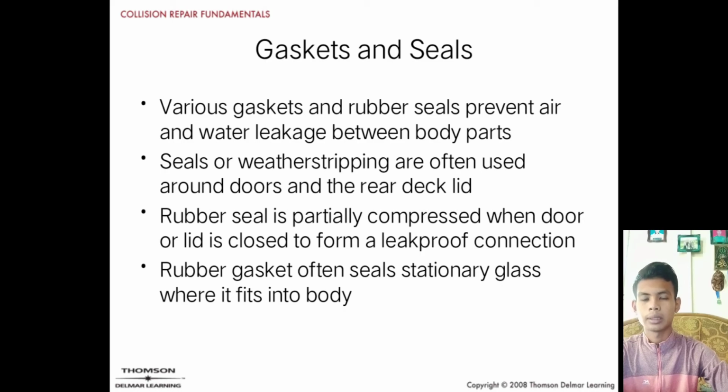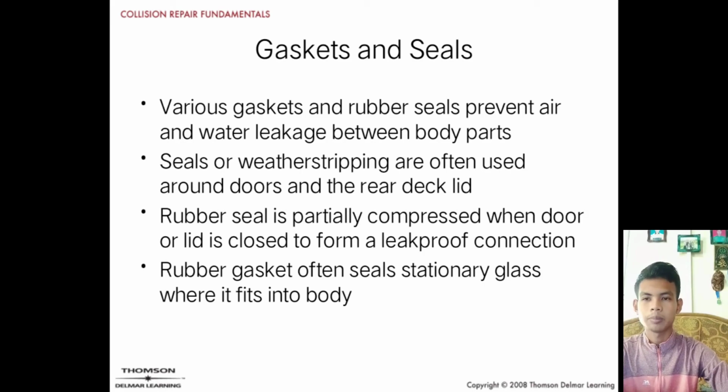Various gaskets and rubber seals prevent air and water leakage between body parts. Seals or weatherstripping are often used around the doors and the rear deck lid. Rubber seal is partially compressed when the door or lid is closed to form a leak-proof connection. Rubber gasket often seals stationary glass where it fits into the body.